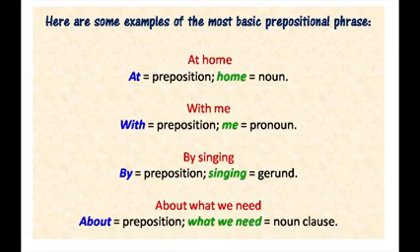Based on the patterns we saw in the last slide, here are some examples of the most basically used prepositional phrases. It starts with a preposition and ends with a noun, pronoun, gerund or a noun clause. Let's look into the examples. At home. At is the preposition and home is the noun. With me. With is the preposition, me is the pronoun. By singing. By is the preposition, singing is the gerund.